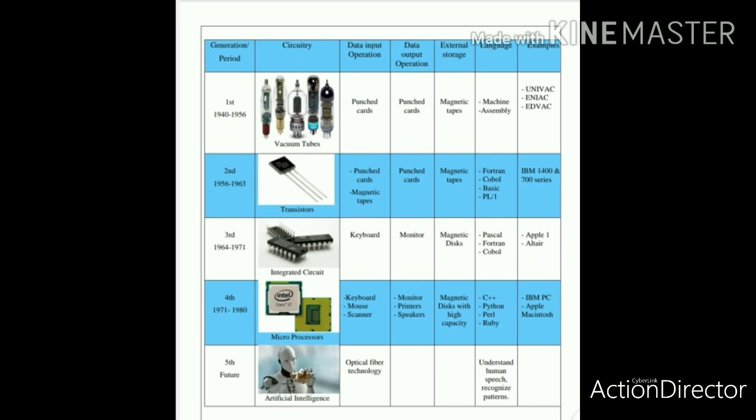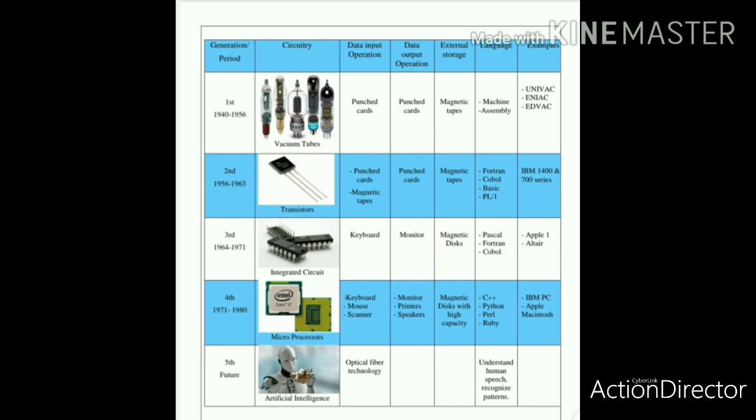The data input operation which was used in this generation was punch card, and the data output operation was also punch card. So both the data input and output operations of generation 1 were punch card. The external storage which they used was magnetic tapes, and the language which they used was machine assembly.